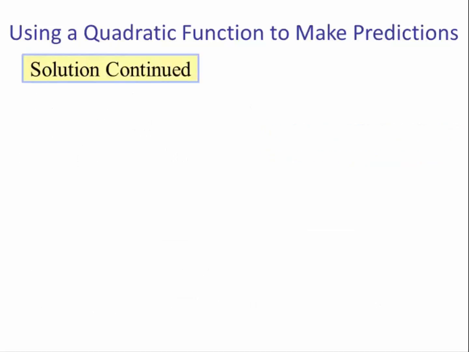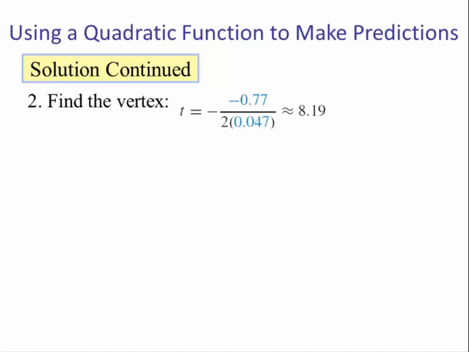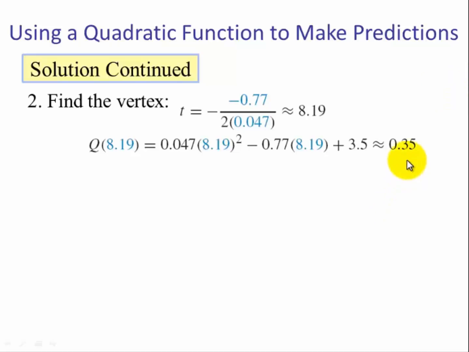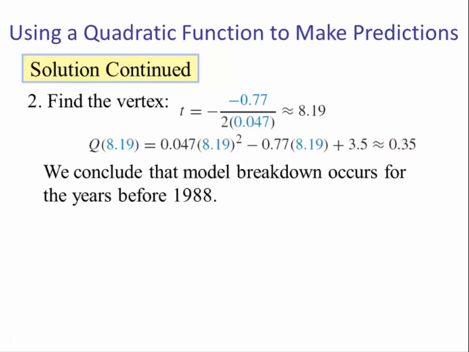Number 2, we want to find the vertex first. If you recall, the formula is negative b divided by 2a. So this gives us approximately 8.19. Evaluating the function at 8.19 gives us a value of about 0.35. So we would say that the model breakdown will occur for years before 1998, because the vertex is a minimum here.